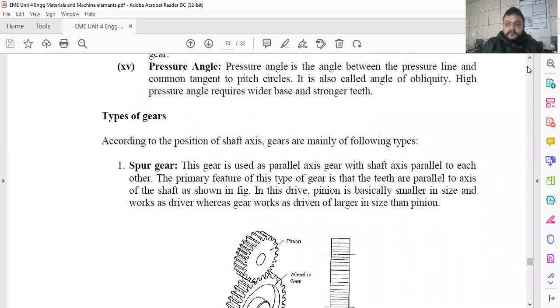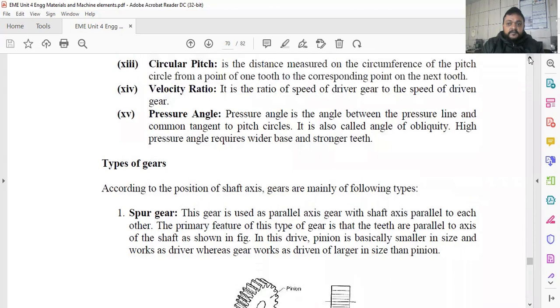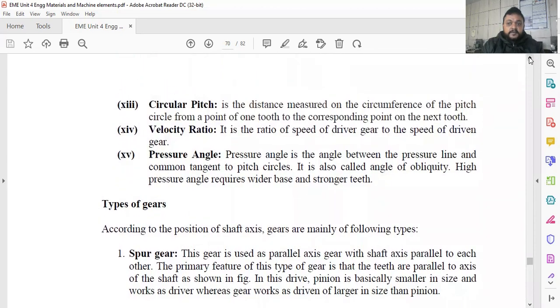And here you can see we have the velocity ratio, the speed of the driver to the speed of the driven. Circular pitch is the distance measured on the circumference of the pitch circle, an imaginary circle passing through the center of the gear tooth. So it is the distance measured on the circumference of the pitch circle from a point on one tooth to the corresponding point on the adjacent tooth or next tooth.